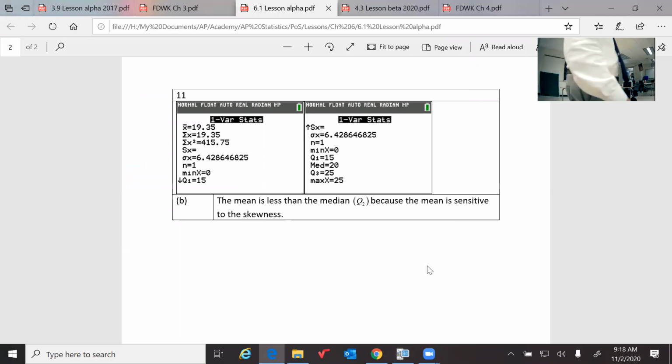So here's the graph of the resulting data we just showed you. But then we're comparing: here's x bar, that's the mean. There's the median. The median is higher because the mean was affected by him collecting $0 or collecting $5, which drags the mean down. Okay. So that is it for the alpha lesson.